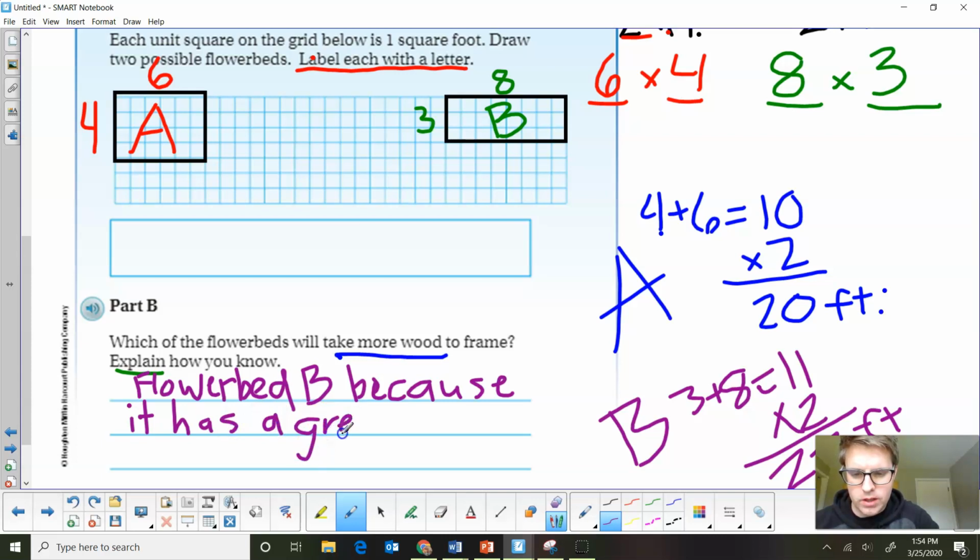Oh my goodness. The people that grade these, they just love it when you use math words. Like they start drooling when they see words like perimeter. Trust me. Kind of like your teacher with donuts. Just starts to drool. Flower bed B because it has a greater perimeter. Okay.